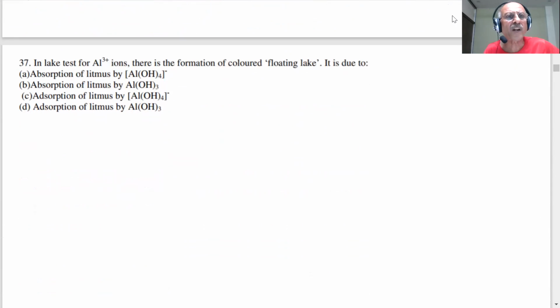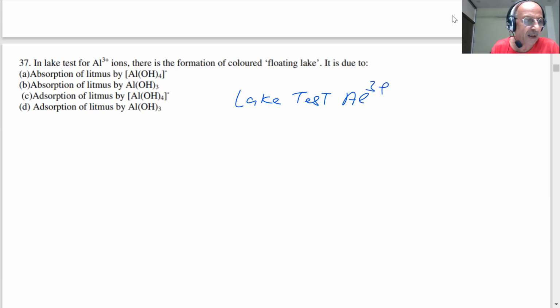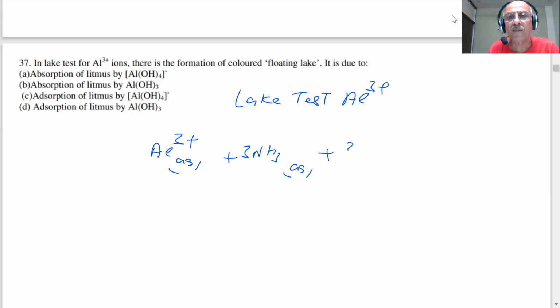Next question is coming, students. In the Lake test, what is a Lake test? What do we do in the Lake test for aluminum ions? You know what is happening, students? Al3+ is my aluminum ion, aqueous. You react it with ammonia, and you have water. What is the result of this?